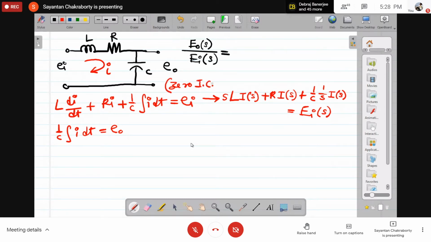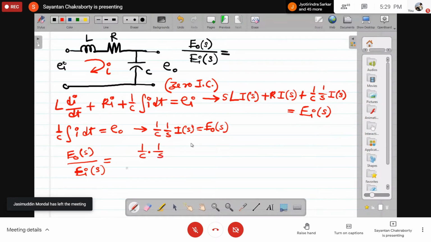IC means initial condition. We assume zero initial condition. So from this, again, you will take the Laplace transform and you will get 1 by C, 1 by S, I(S) is equal to E0(S). Take the ratio of these two. So what we will ultimately get is E0(S) by Ei(S) to be equal to 1 by C, 1 by S divided by I(S) is common.